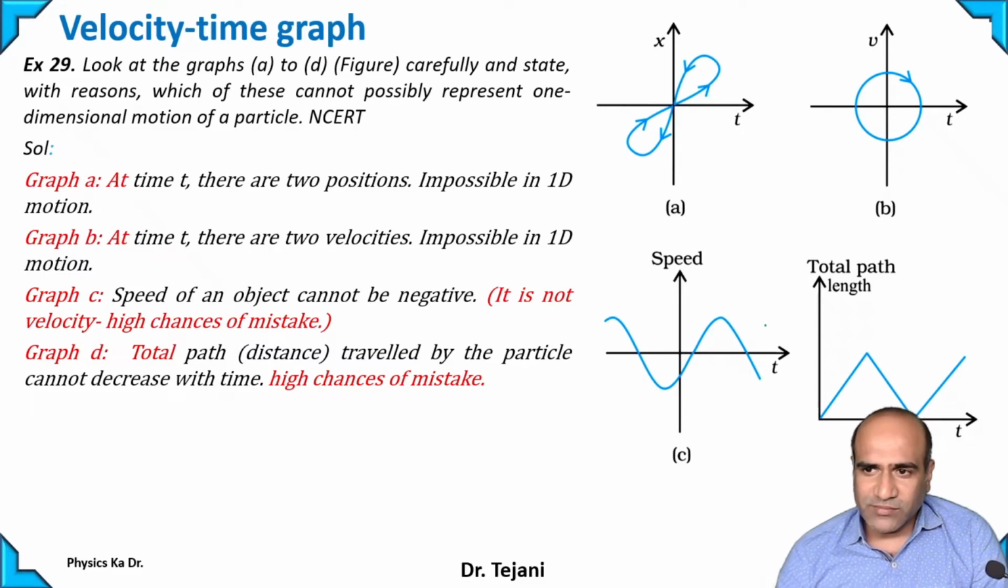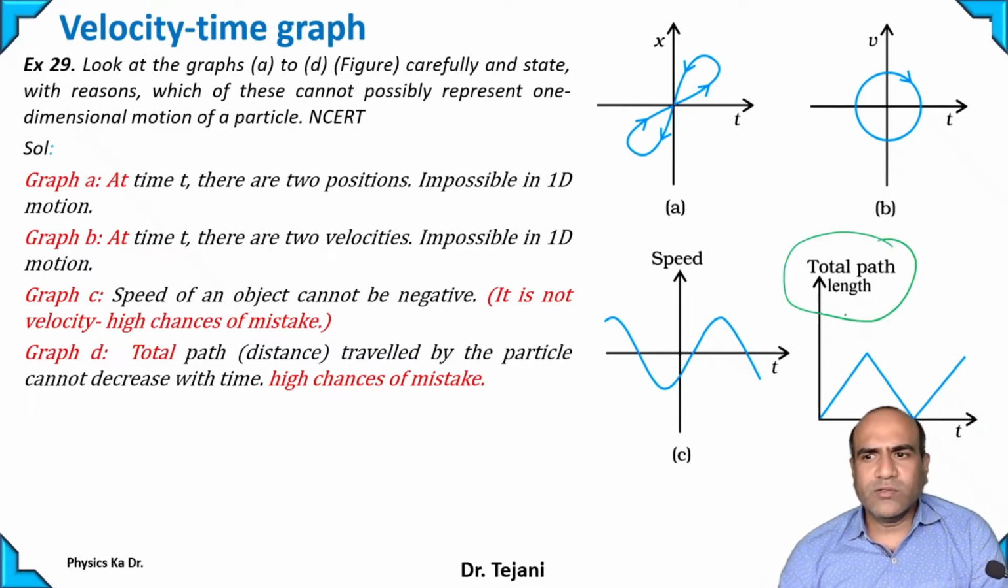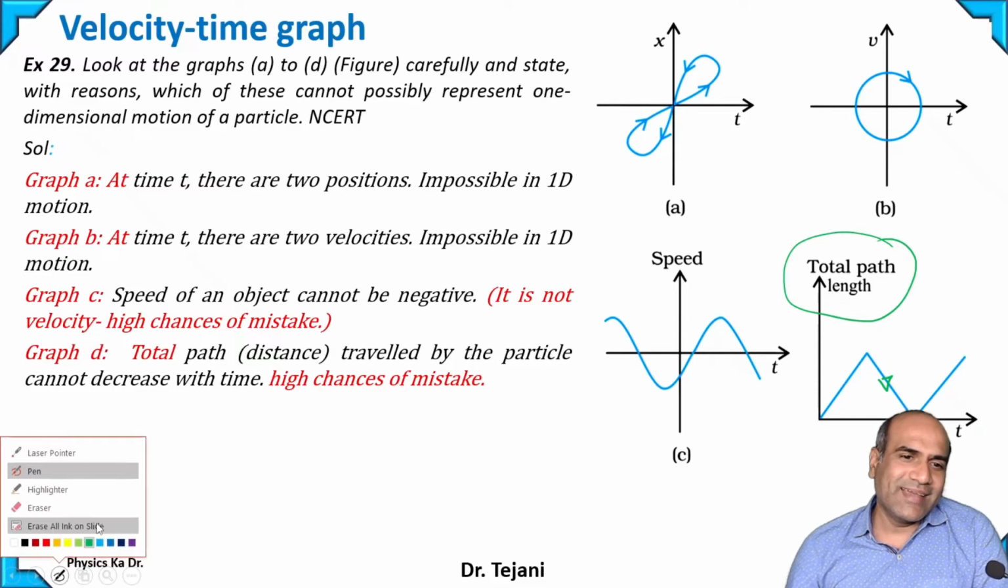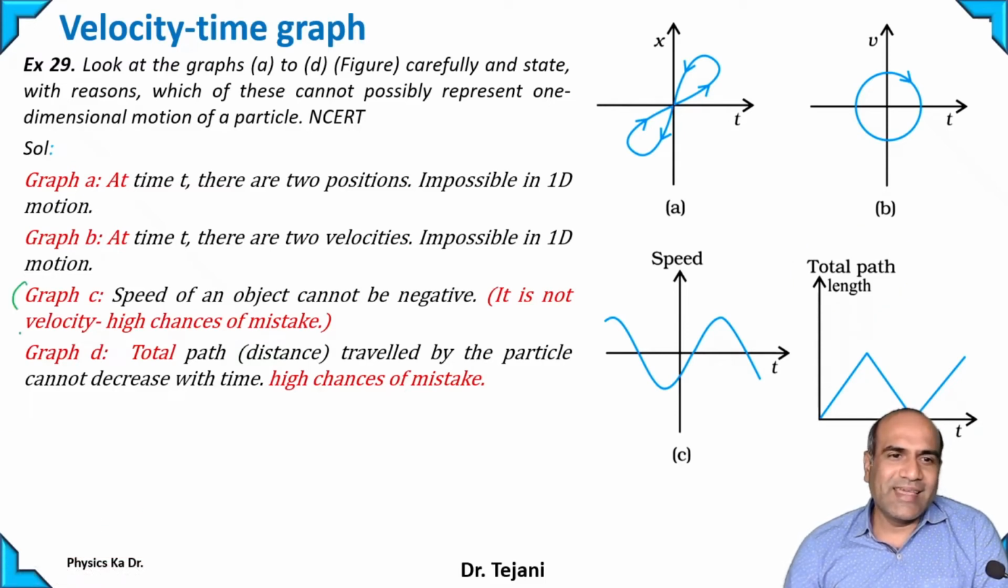And the last, total path. Total path cannot be in the negative direction. It is always a summation. Total path is the total distance traveled. You cannot travel negative. If you travel negative in this total path, you have to add. So this is not possible. And again, the last, C and D, have higher chances of mistakes. Do not make mistakes.